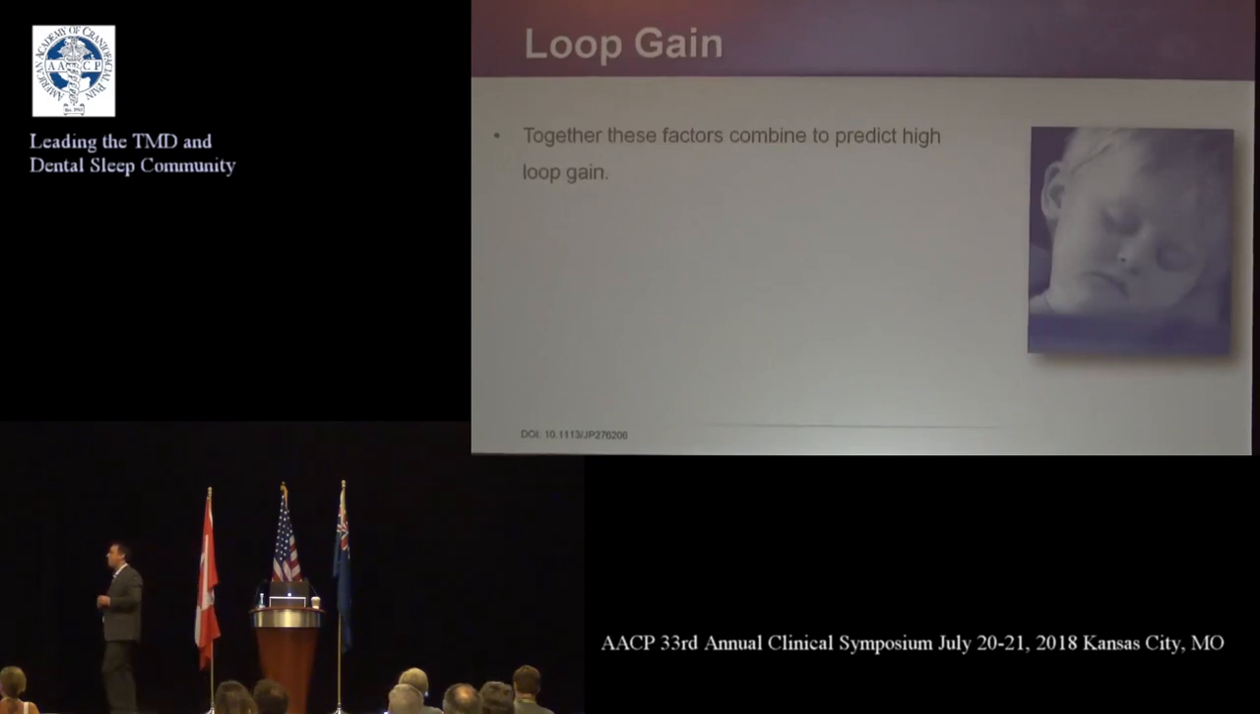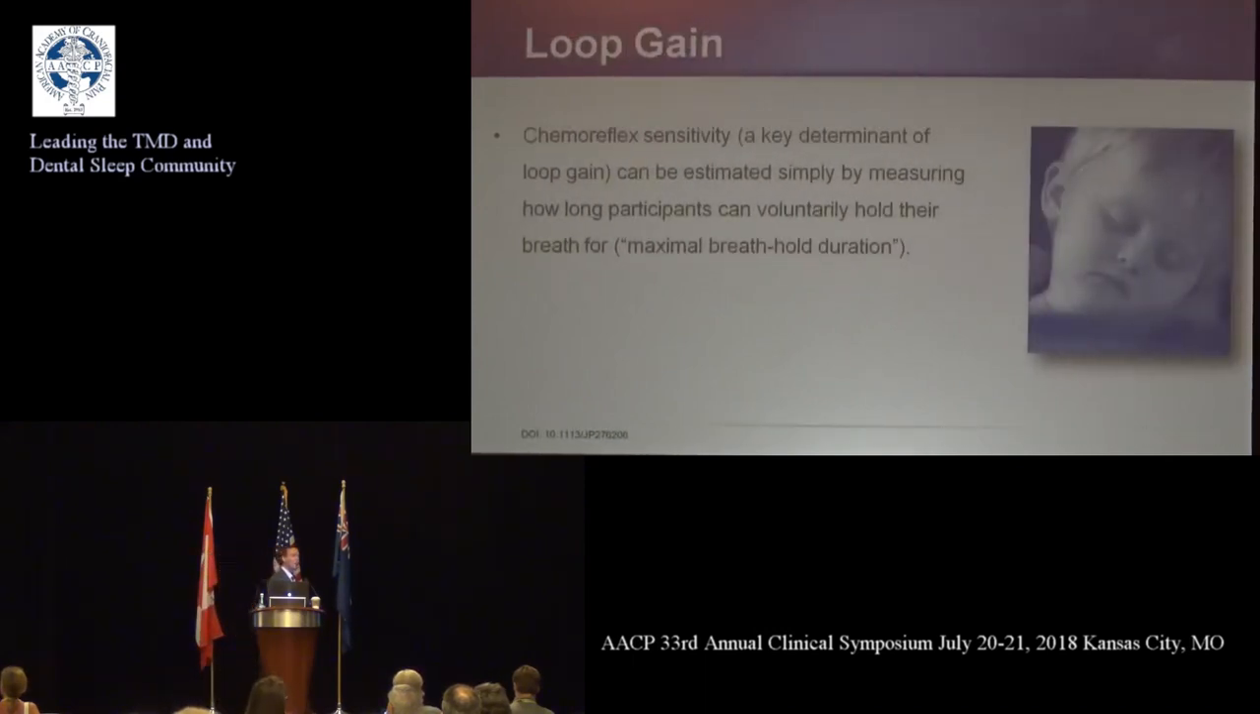So the two things that we look at: loop gain and breath hold time. Measure the breath hold time of your patients coming in. For how long can they hold their breath? That will give you good feedback into how hard they breathe. And loop gain. Chemoreflex sensitivity, a key determinant of loop gain, can be estimated simply by measuring how long participants can voluntarily hold their breath for. This paper was the first that has been using what we've been saying for almost 20 years. We also believe that we can determine whether chemoreceptors are blunted or not by virtue of your breath hold time.